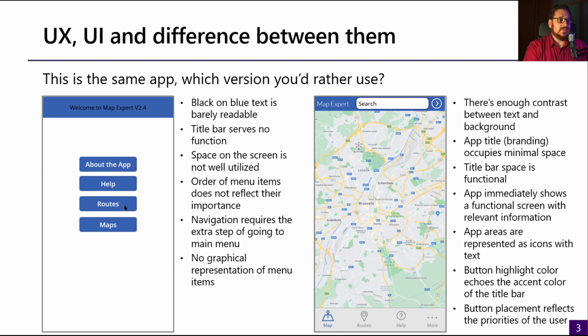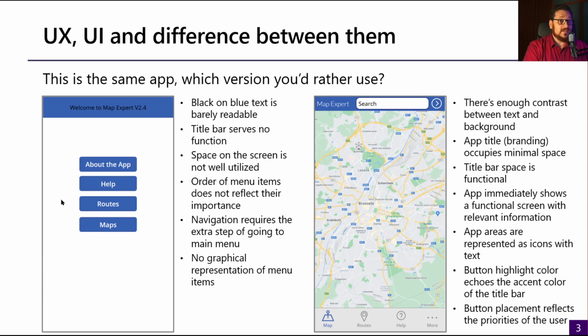Help, routes, maps. Well, this app was clearly made for someone working in the field. Someone who needs the map and needs the routes. So at the very least, it would make sense to see those buttons as the first ones that we see on screen. And so the larger issue is that we have the start menu. Instead of getting access to the functionality directly, we need to go through that start menu every time we want to get anywhere in the app.